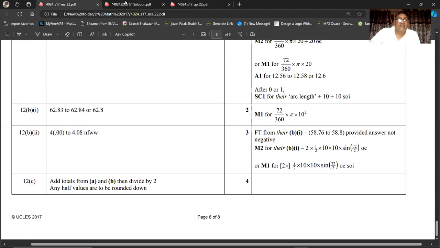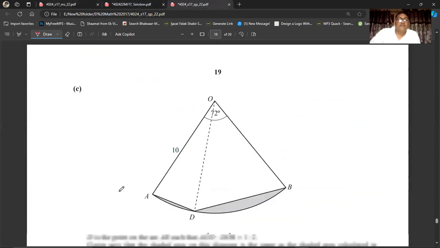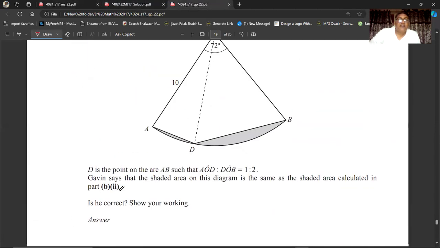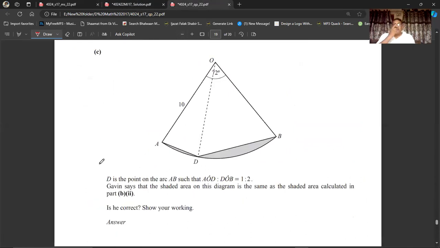4.05 is in this range. Our answer is right. This is how I have done it. Hopefully you understand. Okay, so we are done with the B part. Here we have the C part. It says D is the point on the arc AB such that the angle AOD is 1.